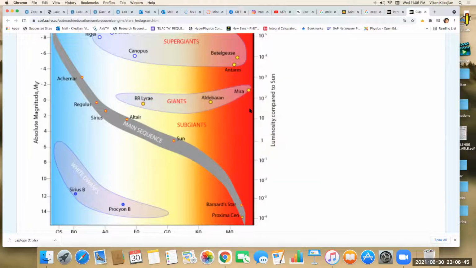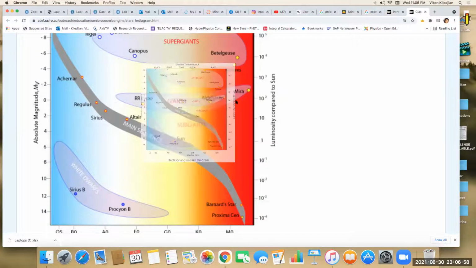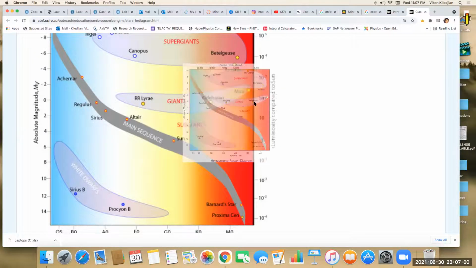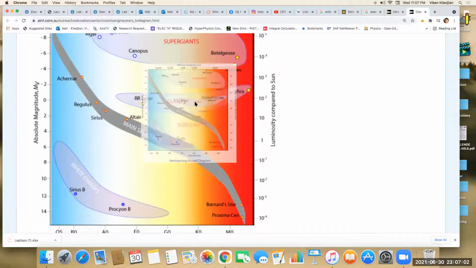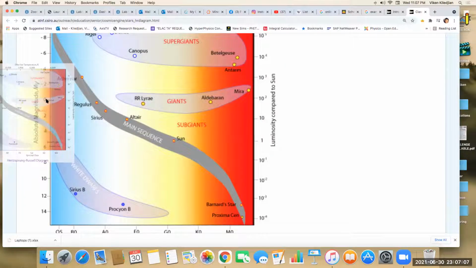Now, if I go, let's say, RR Lyra right there, or maybe Aldebaran, let's go Aldebaran. If you go to the right, it's almost 100 times brighter, not quite. So almost 100 times brighter. Now, if we go to the left, it's almost a 0, you see, on that scale.